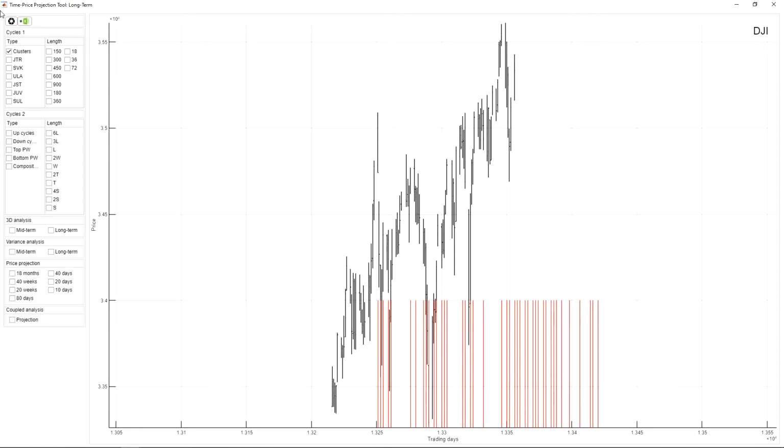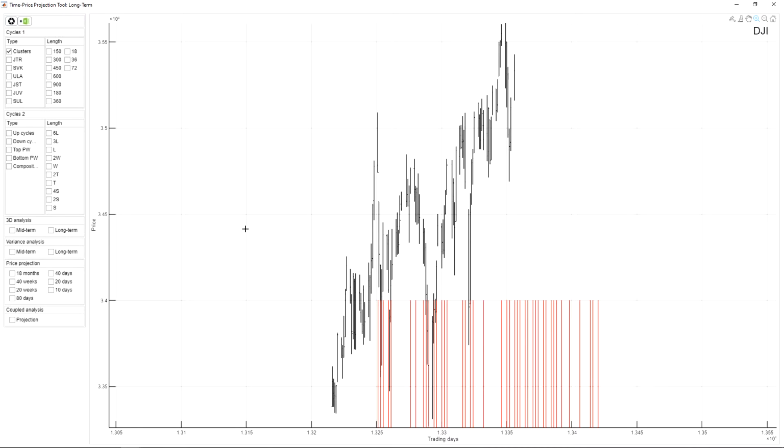So clusters, what does that mean? Well, there are many different cycles working in the stock market at any given time, and they rotate, they change, the structure of the stock market changes, we have to adjust those cycles. It gets fairly complicated based on our experience.